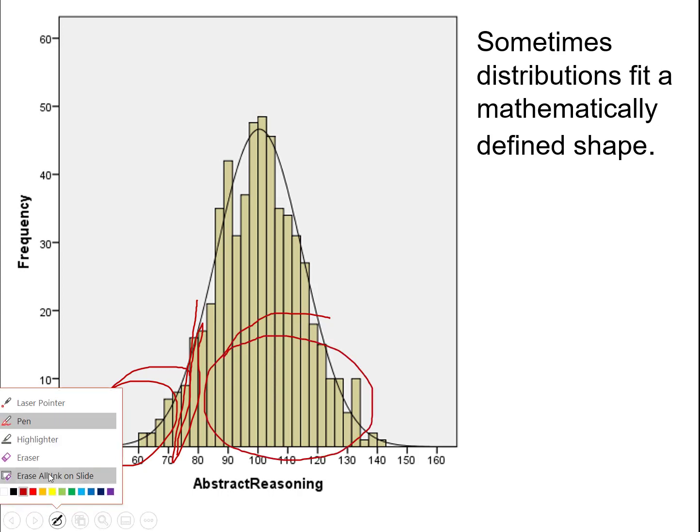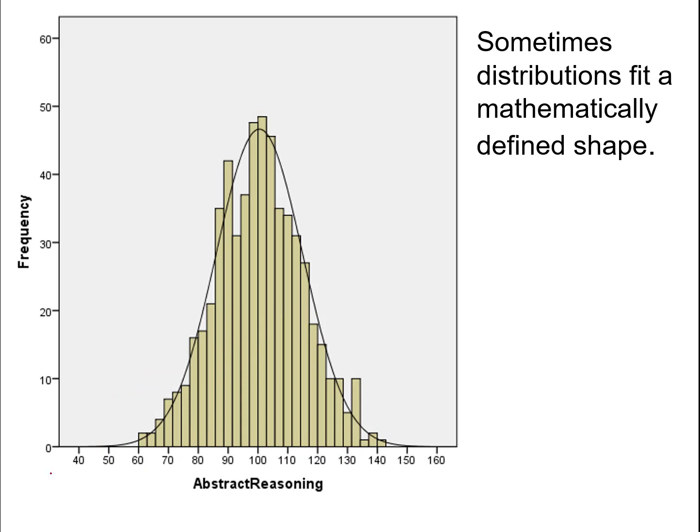So if we know the shape of a distribution, we can use that shape to determine probabilities. And if you have a distribution of scores on a variable that comes really, really close to a normal distribution, then we can use this normal distribution to determine probabilities of those scores.